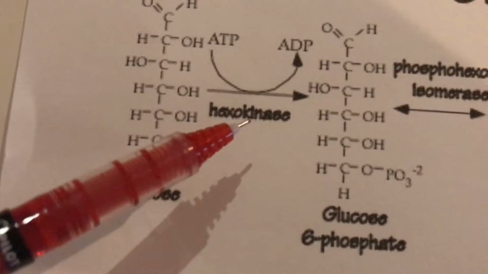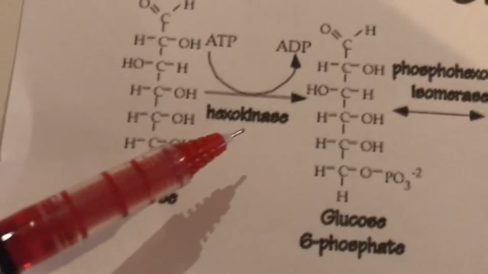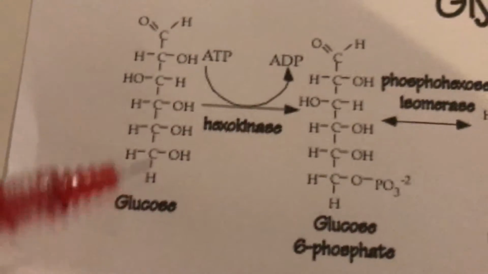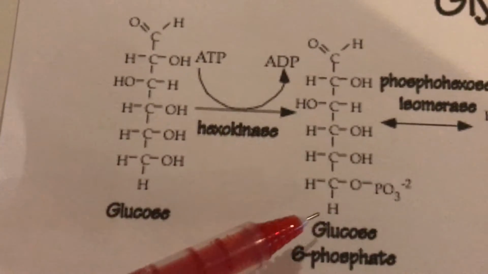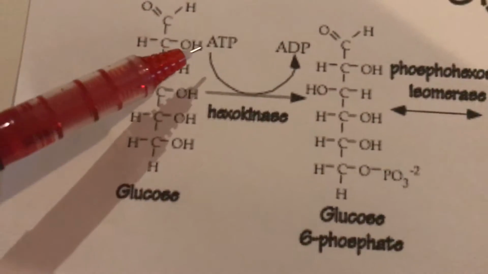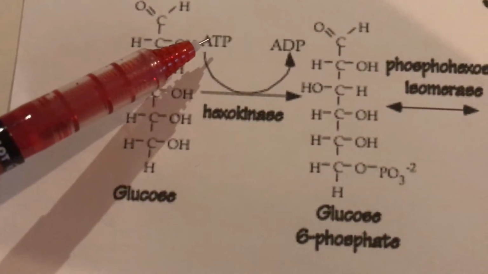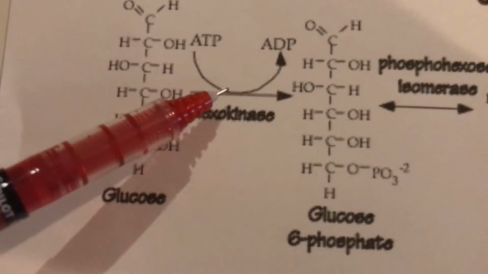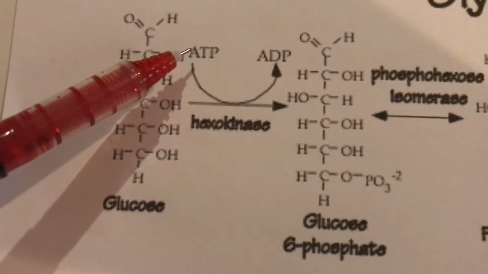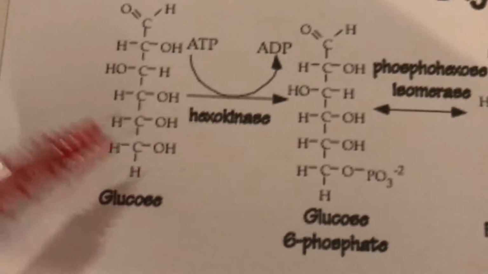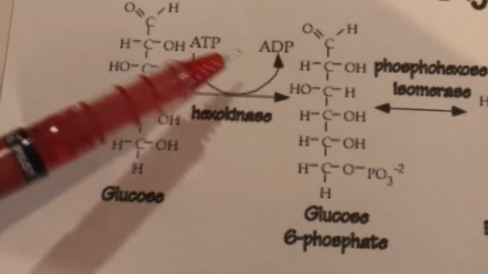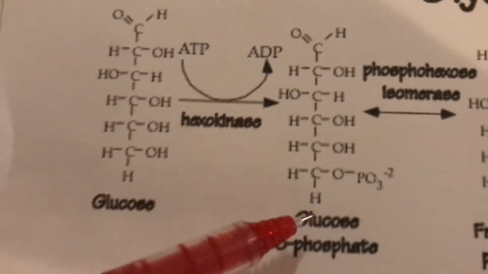Anytime you see the ending kinase, that basically means that a structure is getting phosphorylated, which it is. See, glucose is becoming glucose 6-phosphate. And also, ATP is becoming dephosphorylated into ADP, because that's how the glucose is getting the phosphate, from ATP.